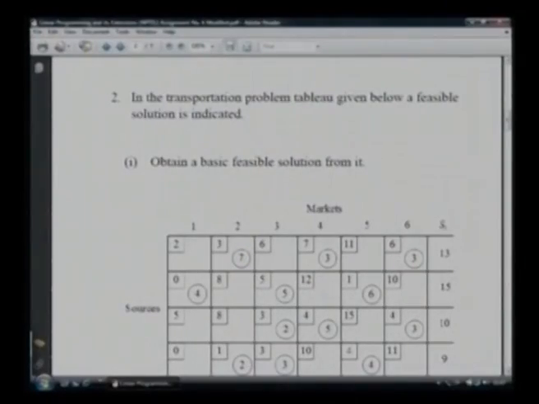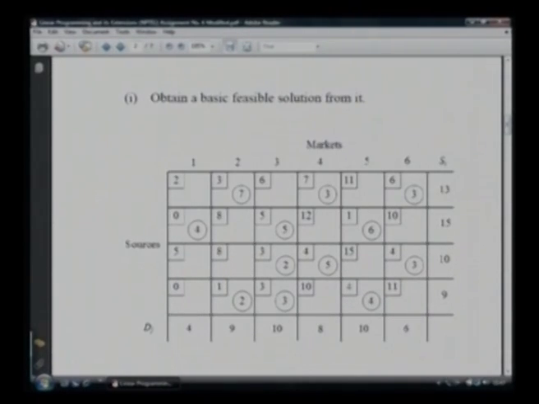Right. So, this is problem 2. In the transportation problem given below, a feasible solution is indicated. The number of supply points is 4 and the number of demand points is 6, so 10. So, you should actually have 9 basic cells. In any basic feasible solution, there should be 9 cells. But here we have 3, 3, 6, 9 and 12. So, this is a feasible solution, but not a basic feasible solution.